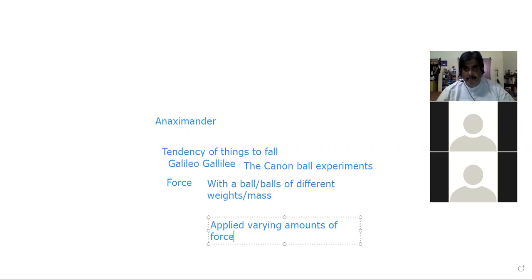So the Cannonball experiments were very complicated, not as easy as people make them out to be. So what was he trying to do? He was trying to establish a correlation between weight, mass, which is volume, and force. So with this, what was he basically trying to do?